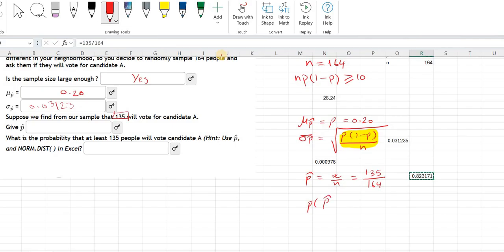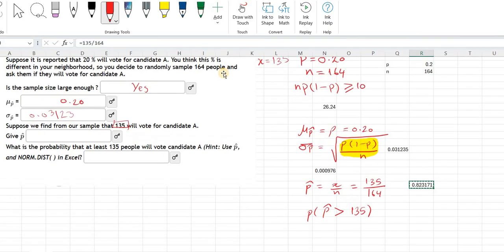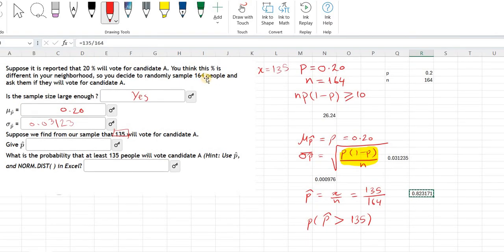so that is going to be p hat is greater than 135, because we are looking at a sample here. We do have a sample. As you can see here, we have a sample of 164. Out of the 164, what is the probability that at least 135 of them will vote for candidate A? So we're looking for the probability that the sample proportion is greater than 135 over 164. So that is what this means. We need to deal with proportions in this case.